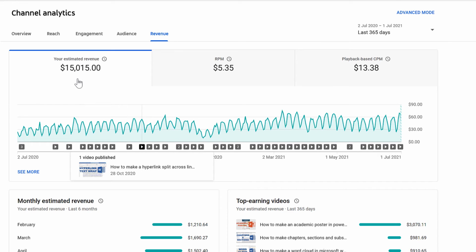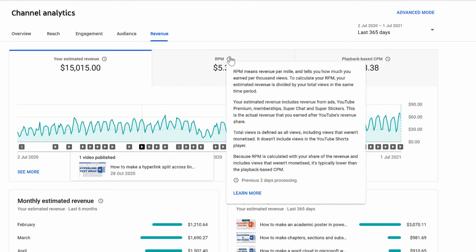Then we can also have a look at the revenue. So in the last year, I made about $15,000. And then we also have here my RPM, which is the revenue per mil, or the amount of money that I make per 1,000 views.